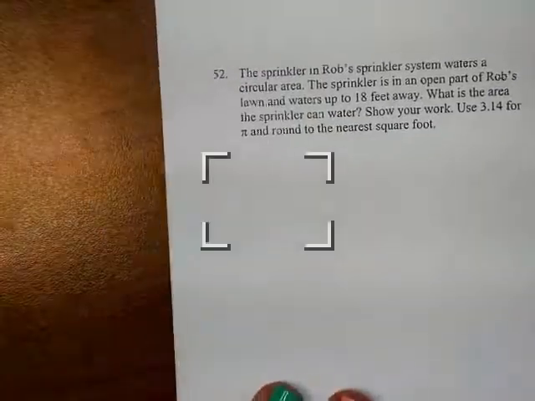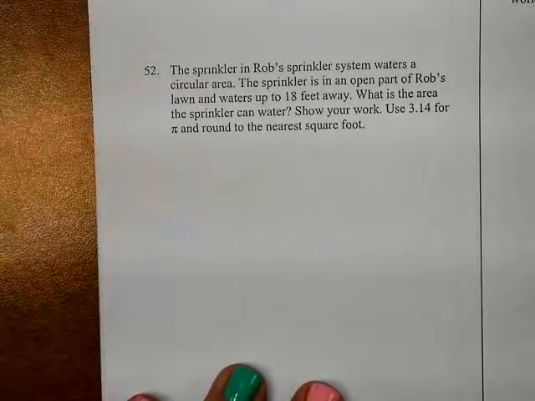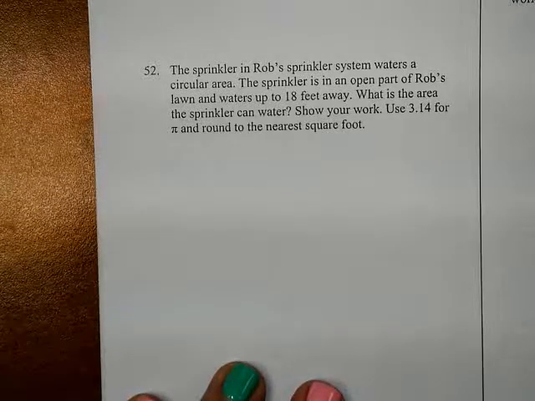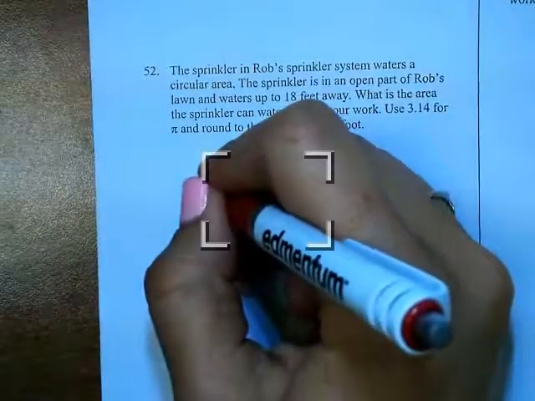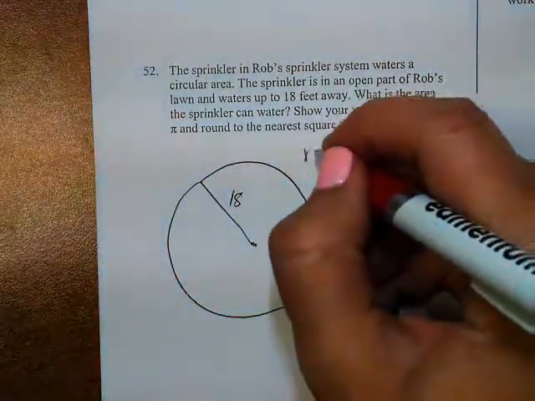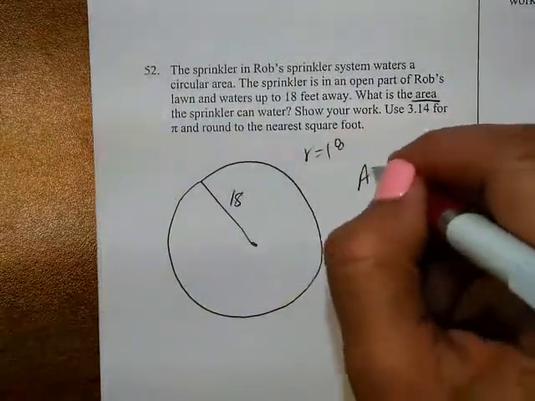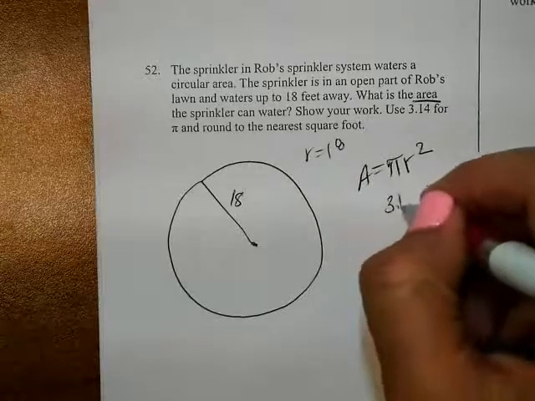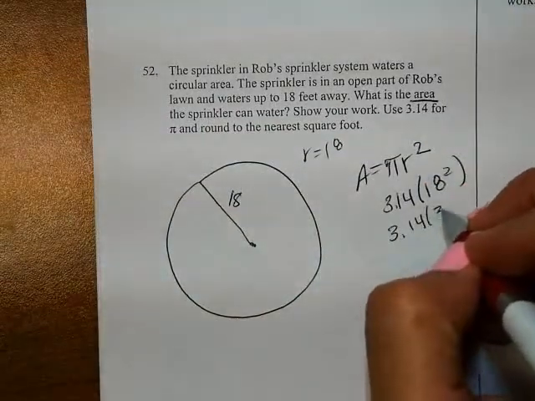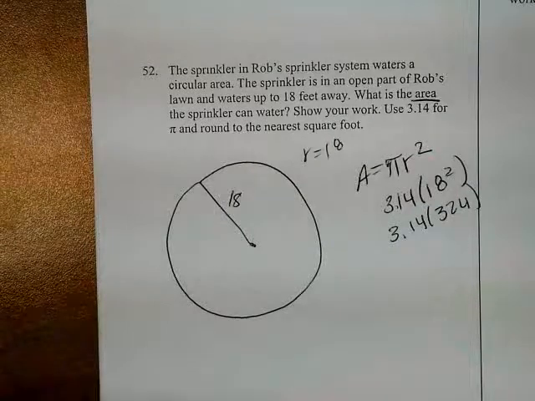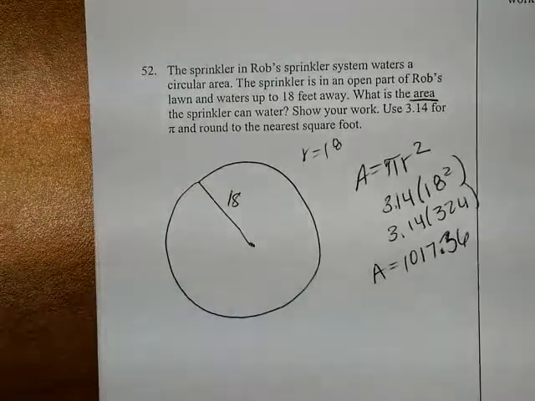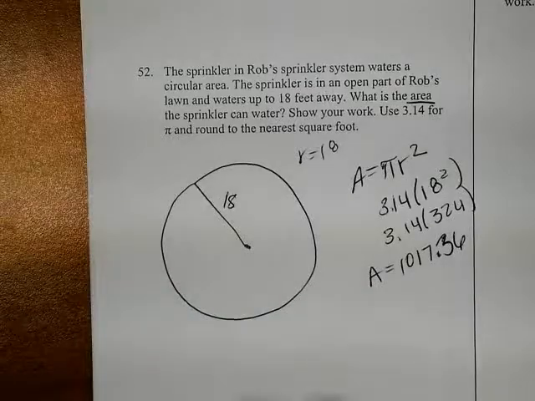A sprinkler in Rob's sprinkler system waters a circular area. The sprinkler is in an open part of Rob's lawn and waters up to 18 feet away. What is the area the sprinkler can water? So if the sprinkler's right here, it waters 18 feet away. What's this whole area that it can water, making the radius 18? R is equal to 18. So if they said, what's the area? Area equals pi r squared, which is 3.14 times 18 squared. 3.14 times 324. The area is equal to 1017.36. Yep. Square feet.